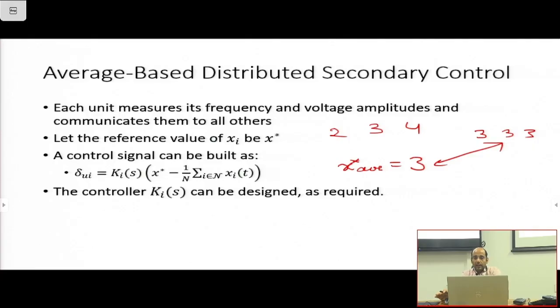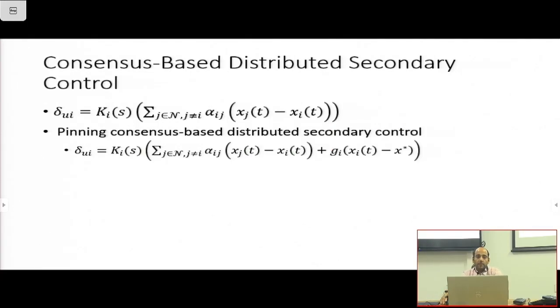Another one is called consensus based distributed secondary control. That means you try to have the consensus between all the states. That means x1 minus x2, x2 minus x3, x3 minus x4. Like that, all the errors should become 0.